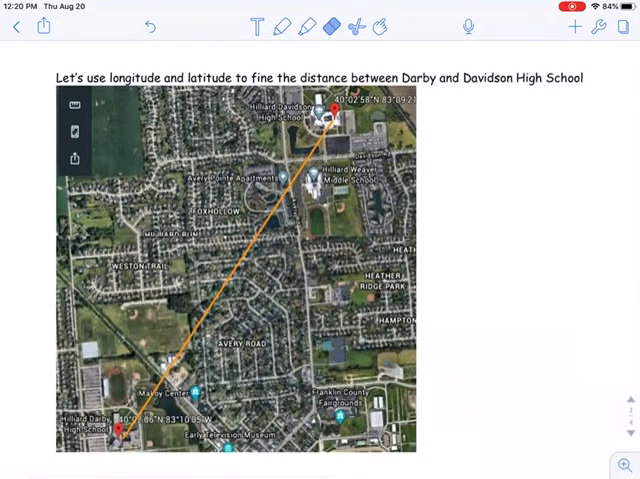Okay, so now we're going to use longitude and latitude to find the distance between Darby and Davidson High School. All right, so using longitude and latitude, those are coordinates that can be useful in finding distances here on planet Earth.